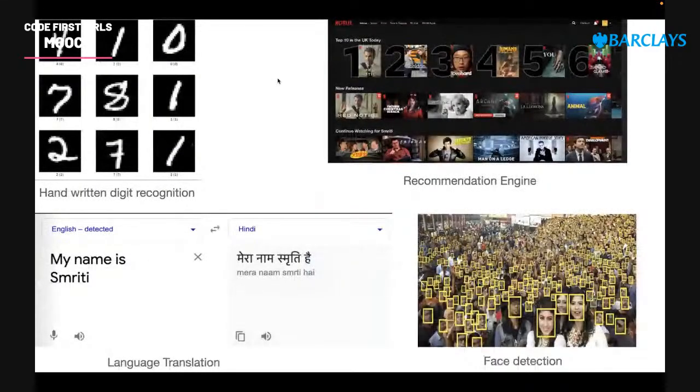Now, my favorite examples of machine learning, where it is used behind the scenes and we do not know about it, are these four. The very first is the Netflix recommendation engine. So, for example, I love horror movies. I have seen Grudge, Ring.